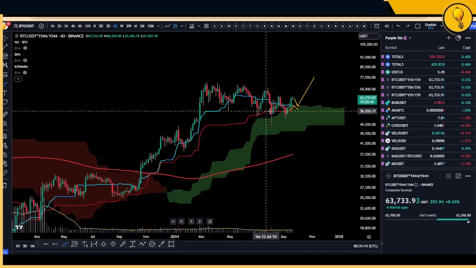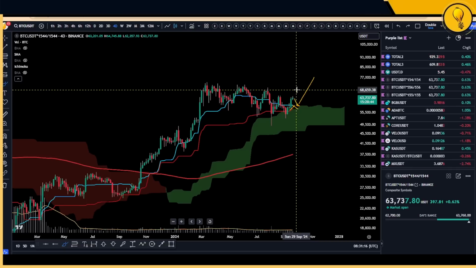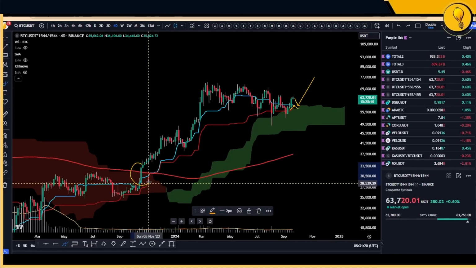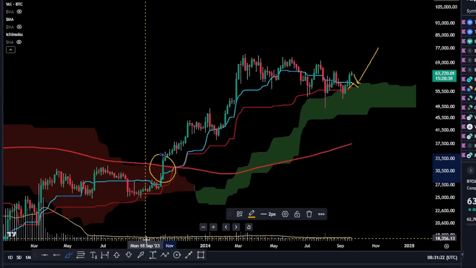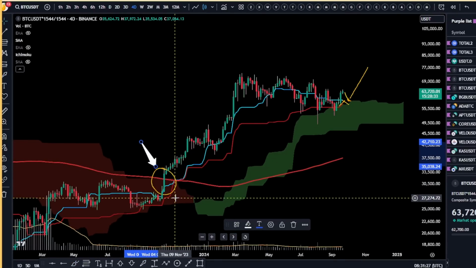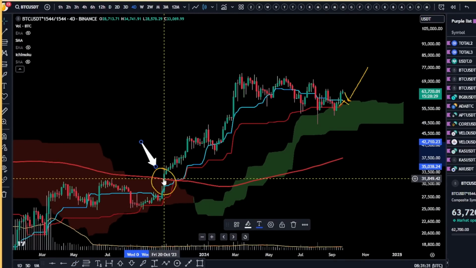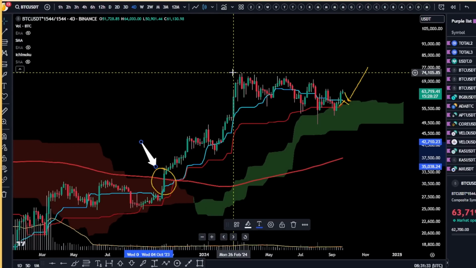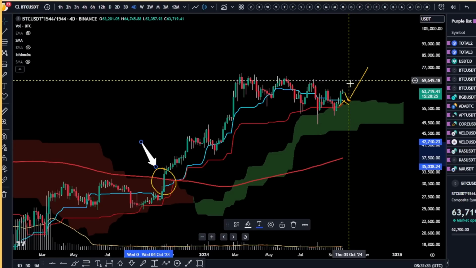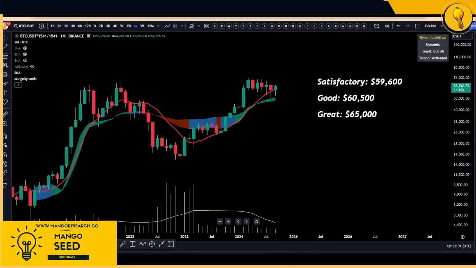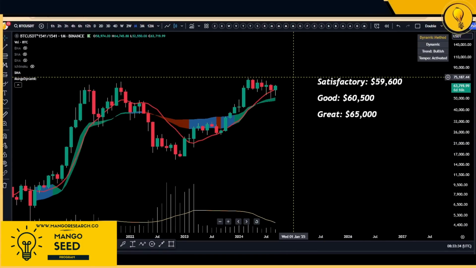Honestly, guys, I would not be surprised if the next 4-day candle ends up looking like this one right over here. This defining candle that set the tone for this huge run from around $30,000 to $75,000. If we get that kind of candle over here, guys, get ready for fireworks. And finally, let's wrap up with the monthly time frame.